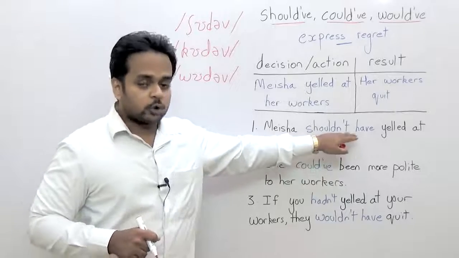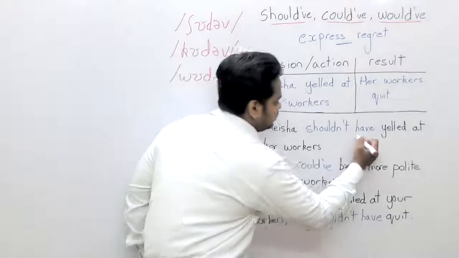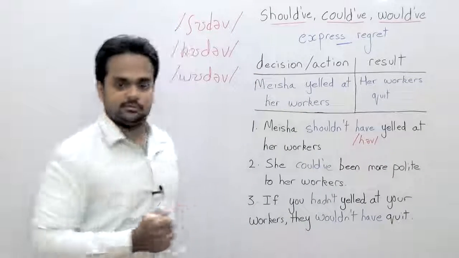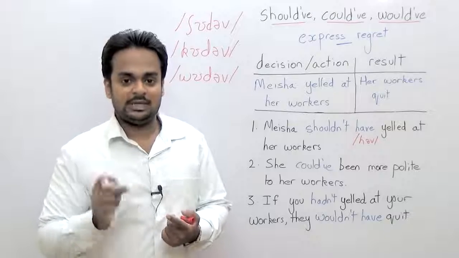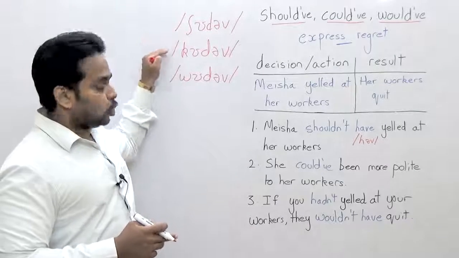And when you say shouldn't have, this becomes have. Shouldn't have. Sometimes when we say it fast, we even say shouldn't have. We leave the T out. Shouldn't have. All right? So, should have, could have, would have.